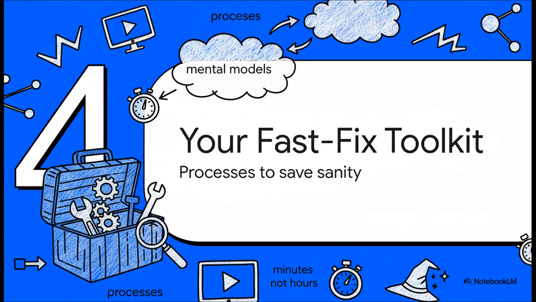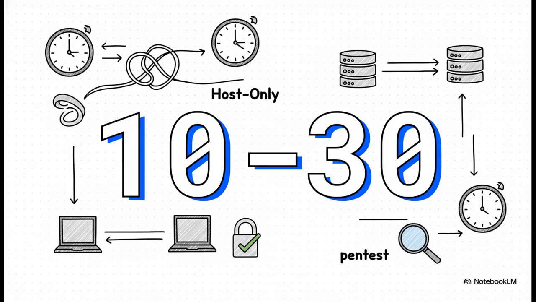Okay, now that we know the mistakes, let's build a proper toolkit. These are the simple go-to processes that are going to save you time and, let's be honest, a whole lot of sanity when things inevitably go wrong. And just to show you, this isn't some tiny little optimization. We're talking about saving 10 to 30 minutes every single time you sit down to do a lab. Why? Because by defaulting to host only, you eliminate all of that network guesswork. You know they can talk, so you can focus on the fun part.